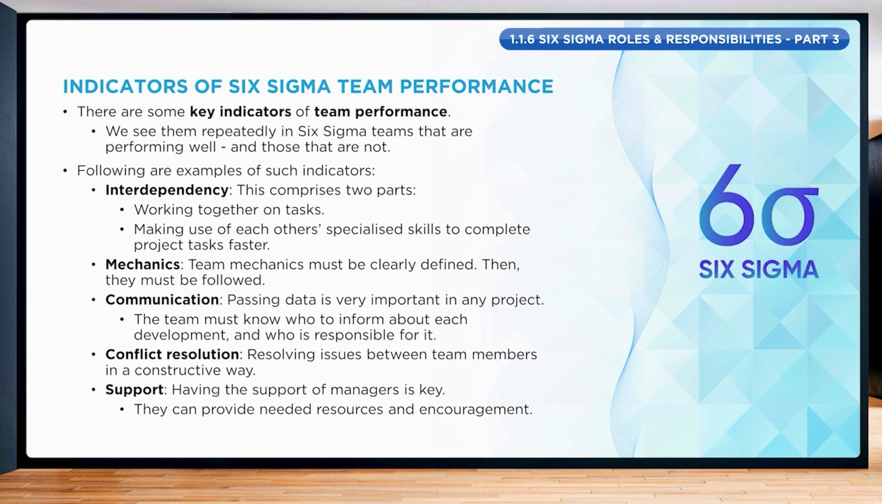Interdependency has to do with how well the team members are working together, as well as how each team member piggybacks on other team members' skills, knowledge, and experience in order to expedite, for example, a process and complete it faster than usual. The next indicator is the team mechanics. Referring to team mechanics, it is associated with routines within a team, like a Six Sigma project team.